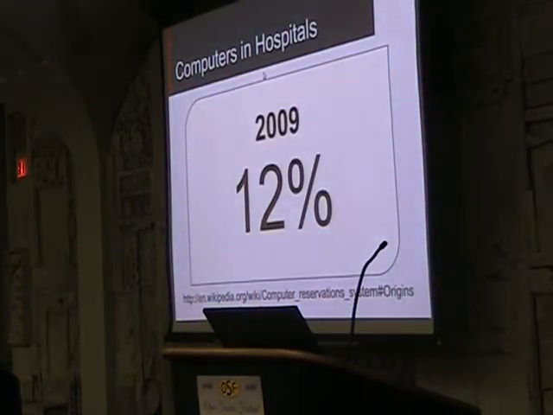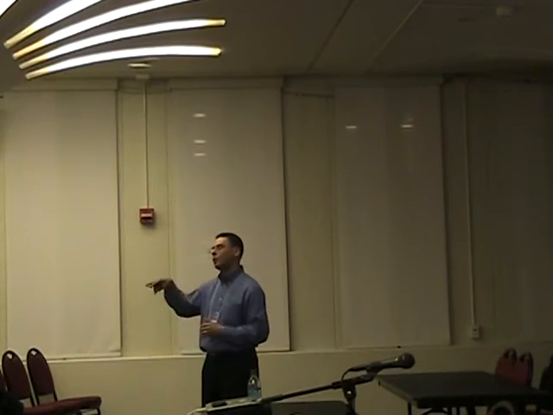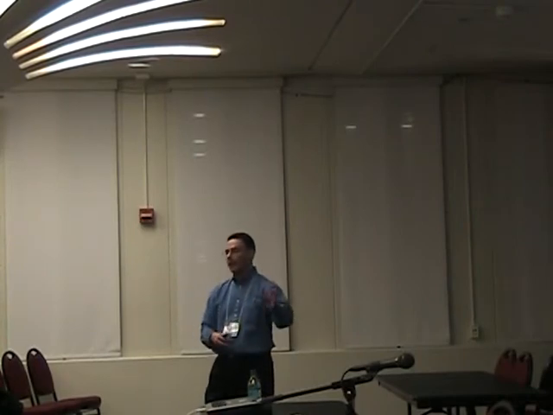In 2009, only 12% of hospitals in the United States had a computerized system. And so you have to wonder, why is it that you could book a flight by computer 60, 70 years ago, and you have to wait until 2009, and only 1 in 10 hospitals will store your information in a computer? They will prefer to do it on paper, put it in a folder, put it in a cabinet, somewhere in a basement.